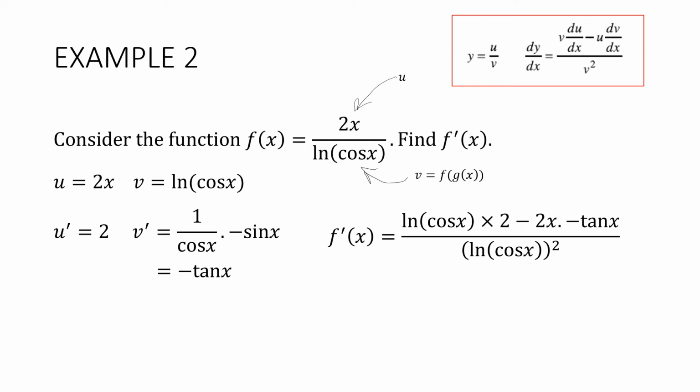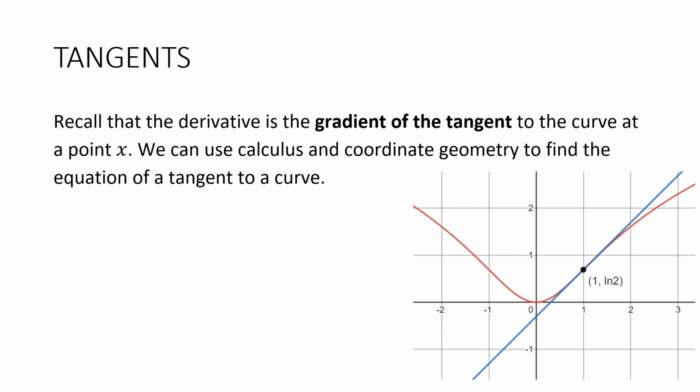So constructing our quotient rule, we have v, which is ln of cos x, multiplied by u dashed, take away u multiplied by v dashed, all over v squared. Just leave this as it is, don't try and expand it. And all we have to do is just tidy up this numerator. So we get 2 ln of cos x plus 2x tan x all over ln of cos x all squared. And we'll finish off this video with just some applications.